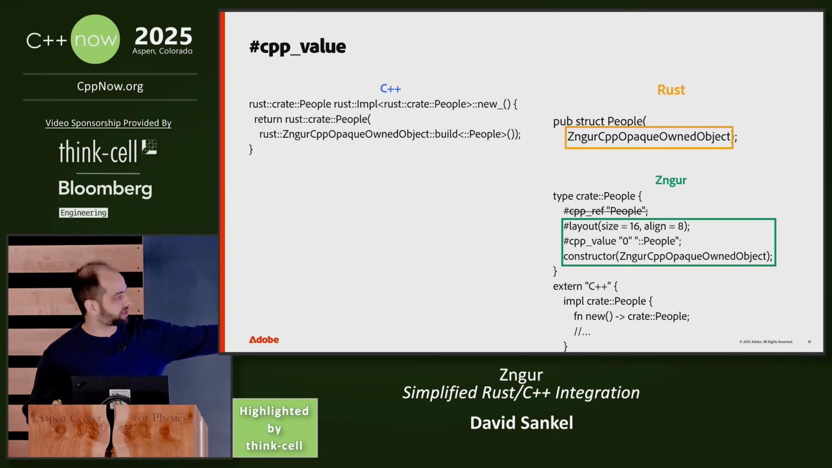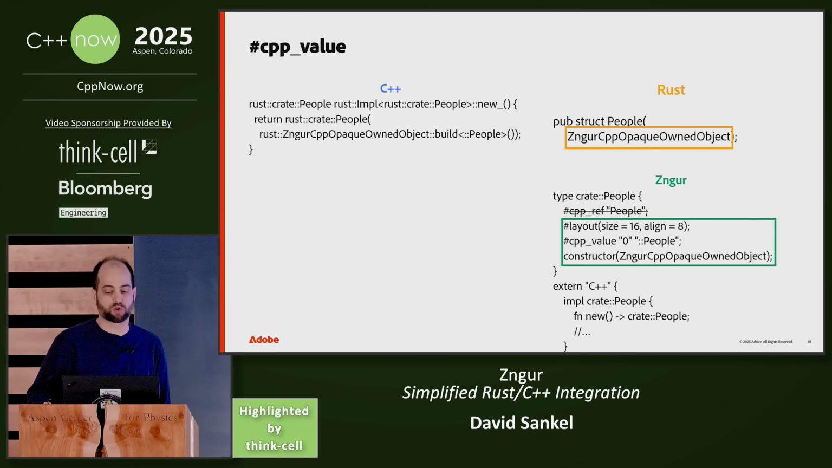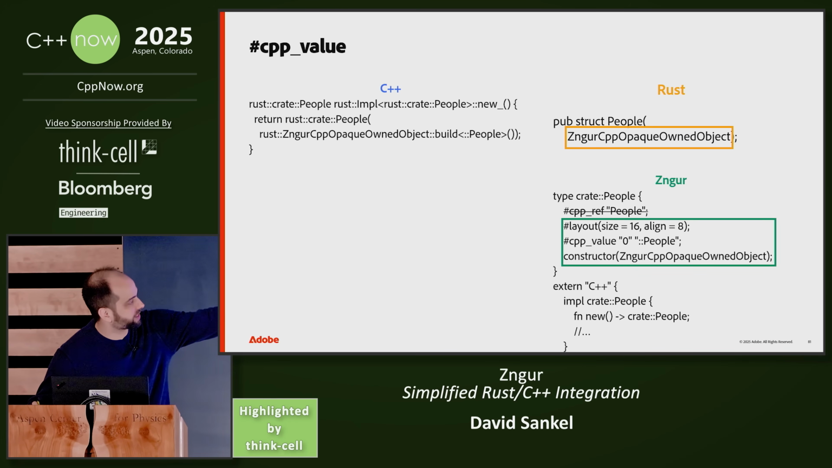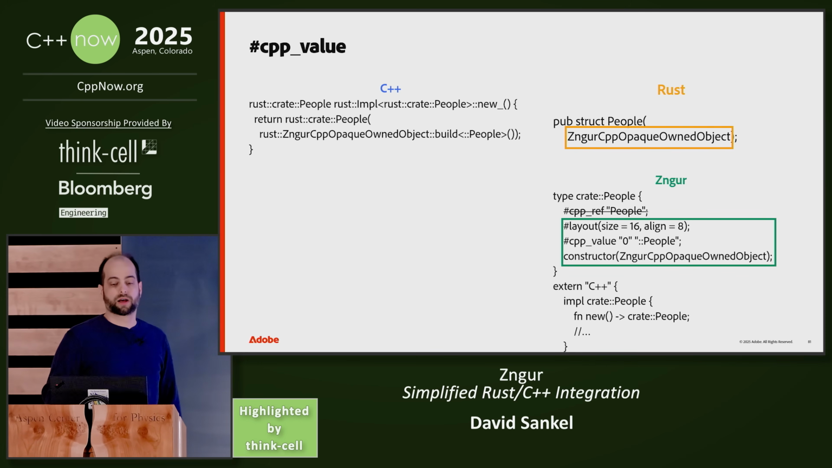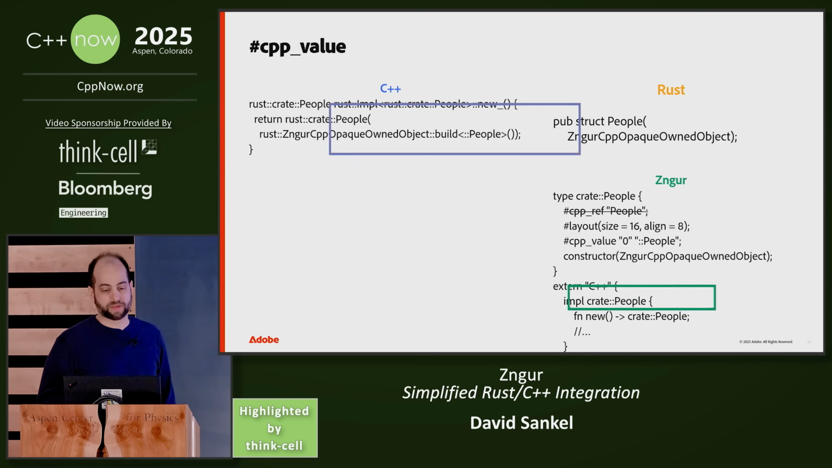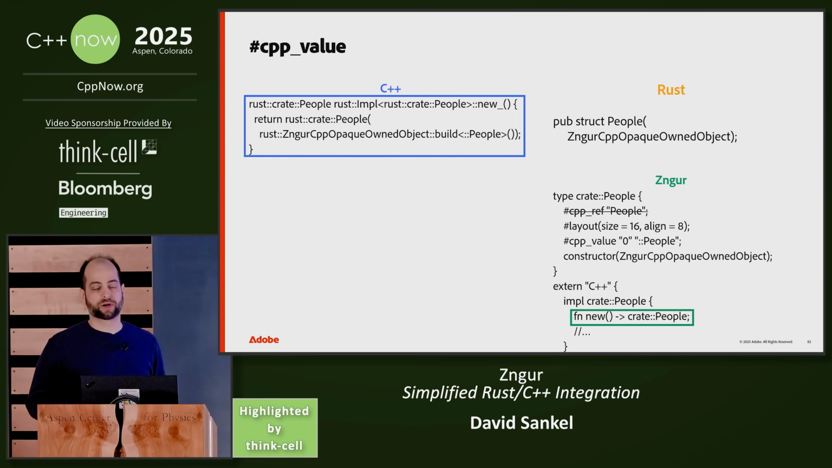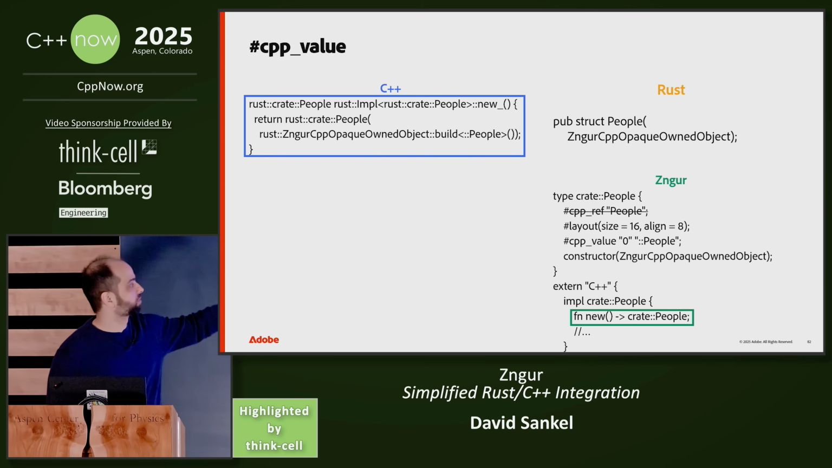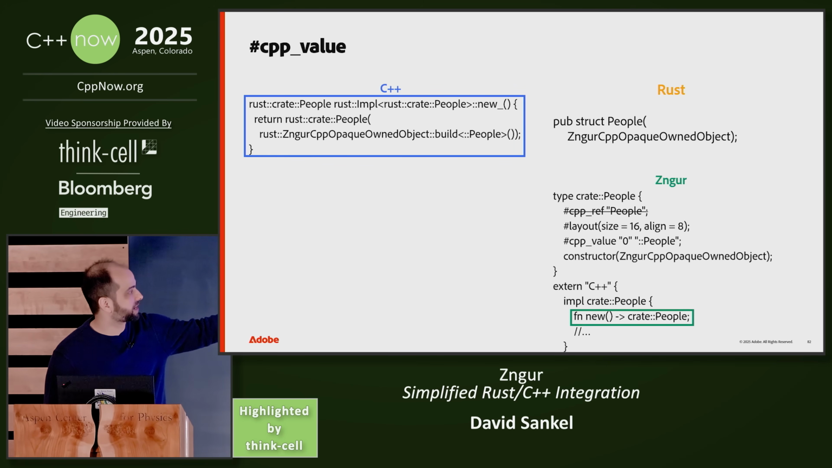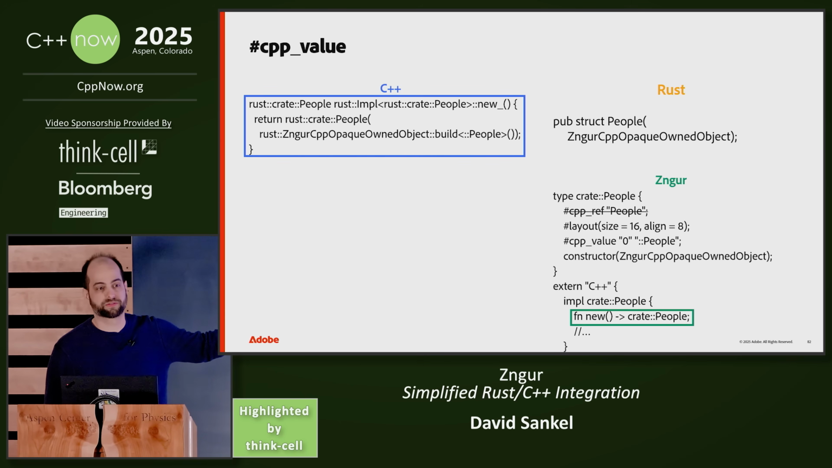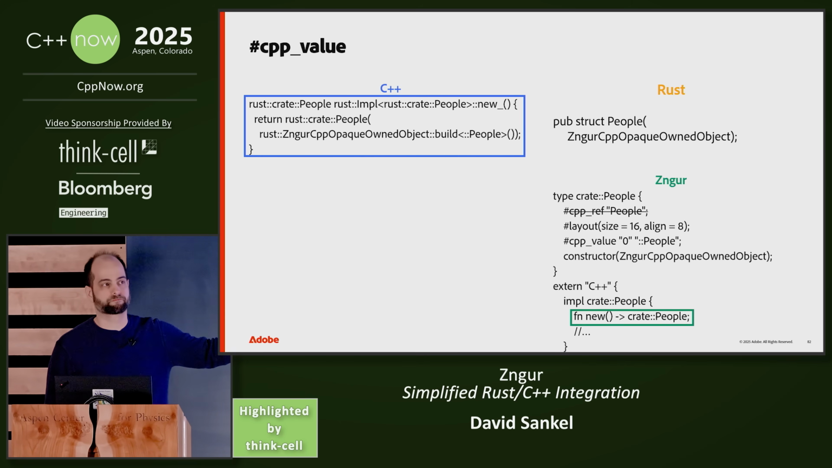And then you declare that there's a constructor for it called Zngur CPP opaque owned object. And then in your Rust code, you change your boilerplate a little bit to say CPP opaque owned object as opposed to borrowed object. And on the C++ side, we need a way to create this in Rust. So we add a new function down there. We implement new like this. You see we're creating the Rust people object. We're passing in this Zngur CPP opaque owned object ::build thing. And what that's doing is an in-place construction there of the C++ object.